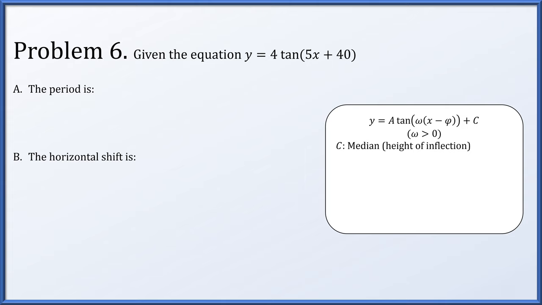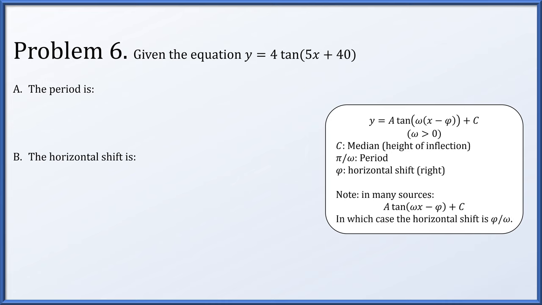Median's a little misleading here because the graph does go off to a vertical asymptote of plus infinity and minus infinity, but it's the height at which the graph has an inflection point. Pi over omega is the period, not 2 pi over omega. Phi is still a horizontal shift to the right, and in many sources, again, this would be distributed out as omega x minus phi, which means if you were to factor out the omega, the horizontal shift would be phi over omega.